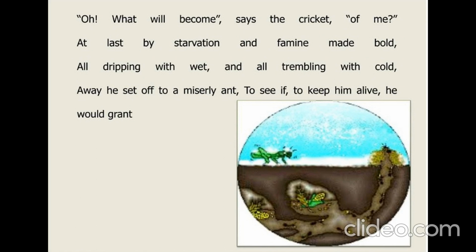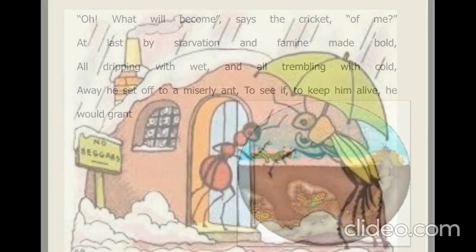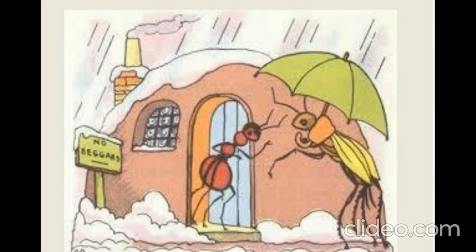So after spring and summer, winter season came. So there was full of snow. There was nothing to eat or nothing to see, even a flower or grass. Okay, so then in the third stanza, oh, what will become, says cricket, of me? At last by starvation and famine made bold, all dripping with wet and all trembling with cold, away he set off to a miserly ant to see if to keep him alive he would grant.